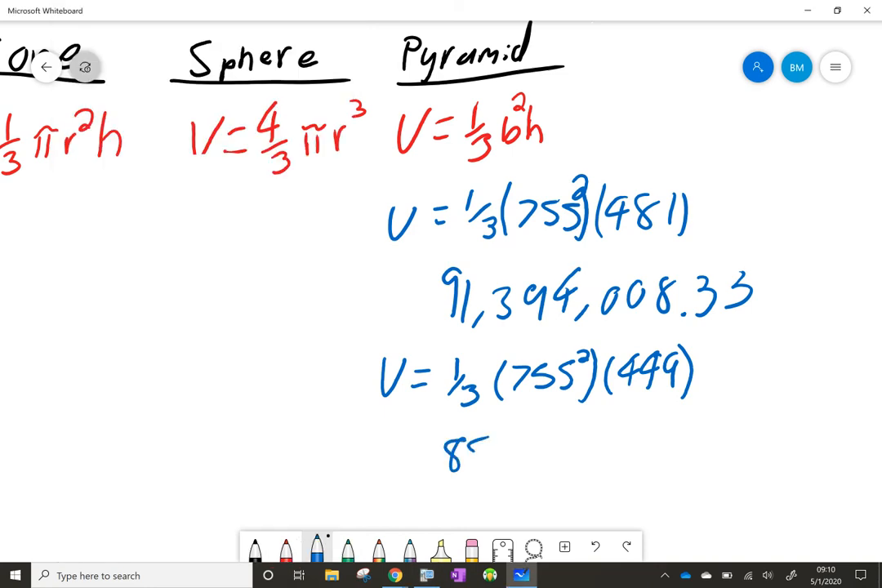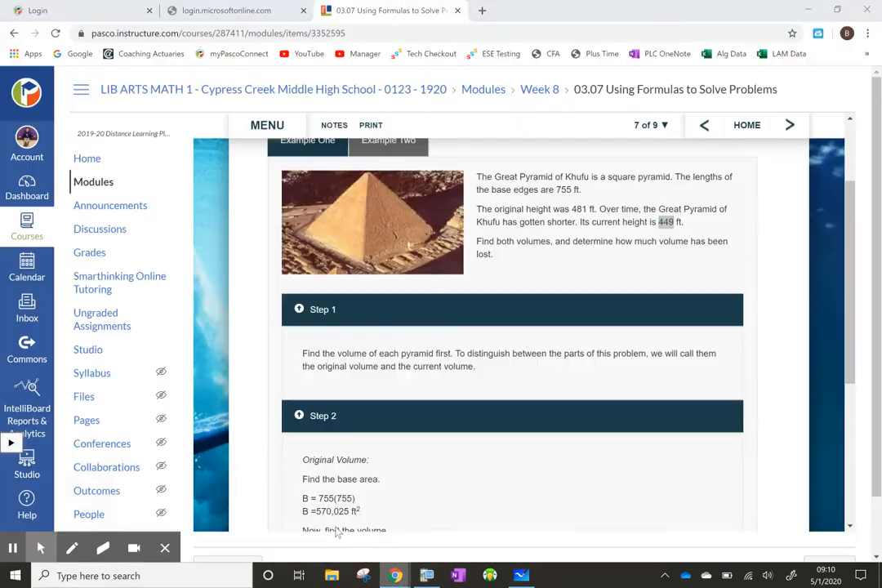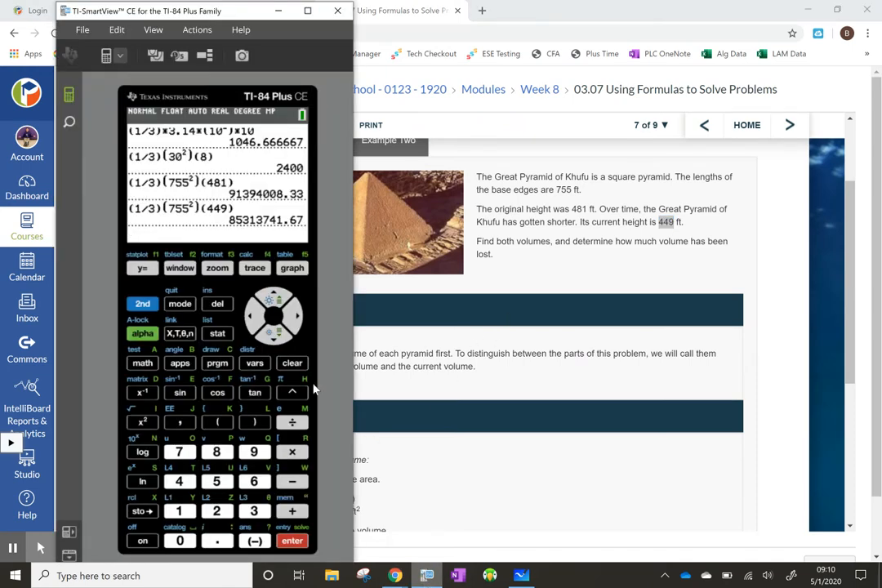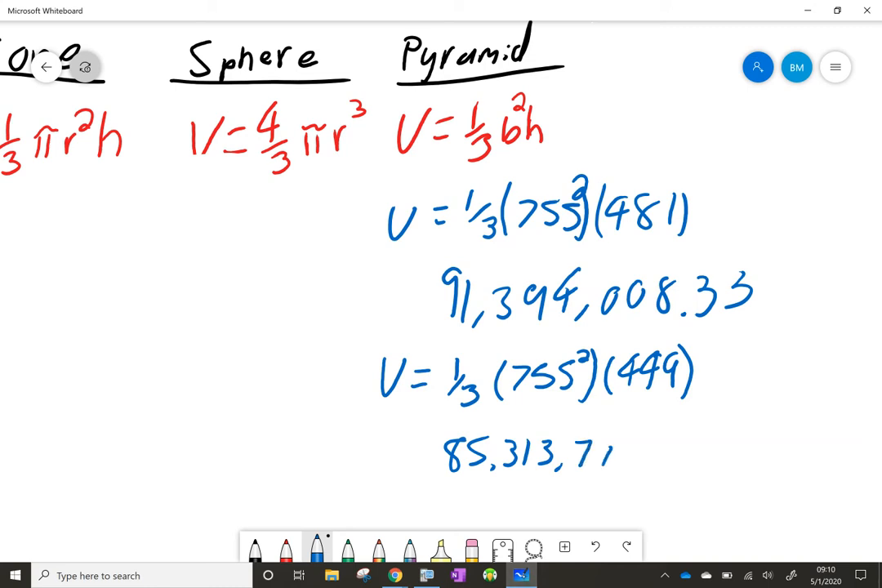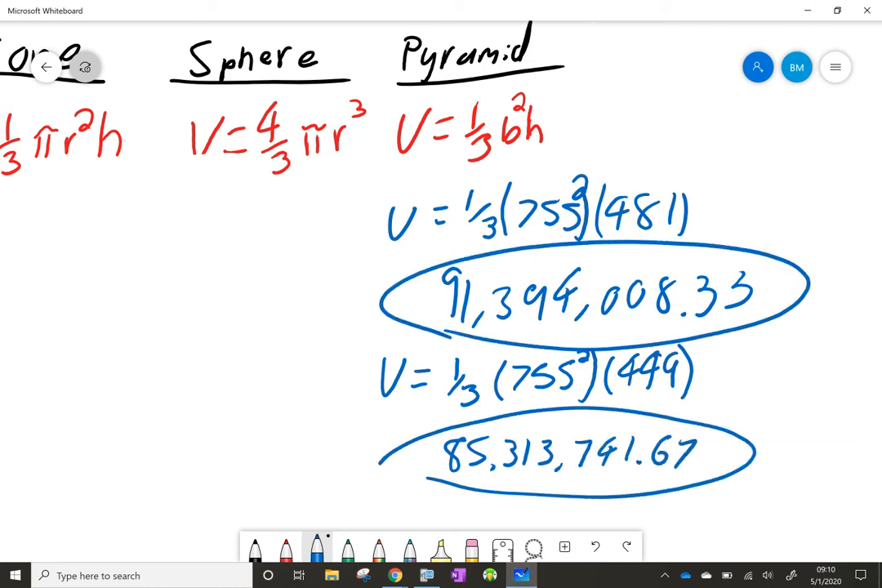85,313,741.67. So this is the original volume, and this is the modern day volume.